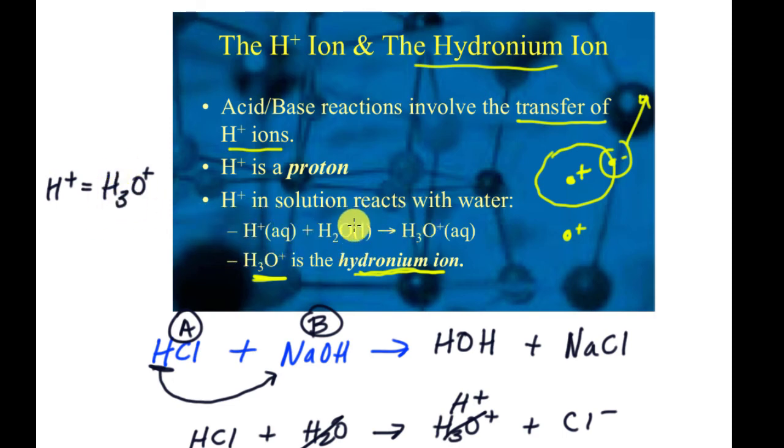Because water is a liquid and we start doing equilibrium with this, we don't want water in our equilibrium position at all. We want to get rid of it. Okay? So that would be our Bronsted-Lowry definition of it.